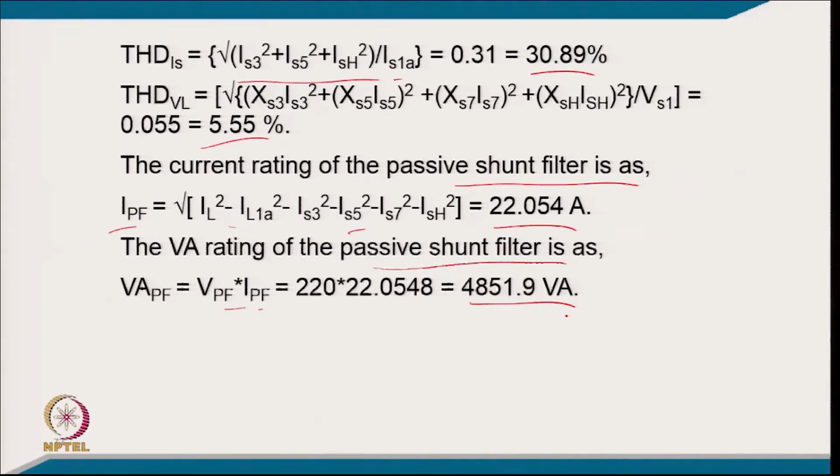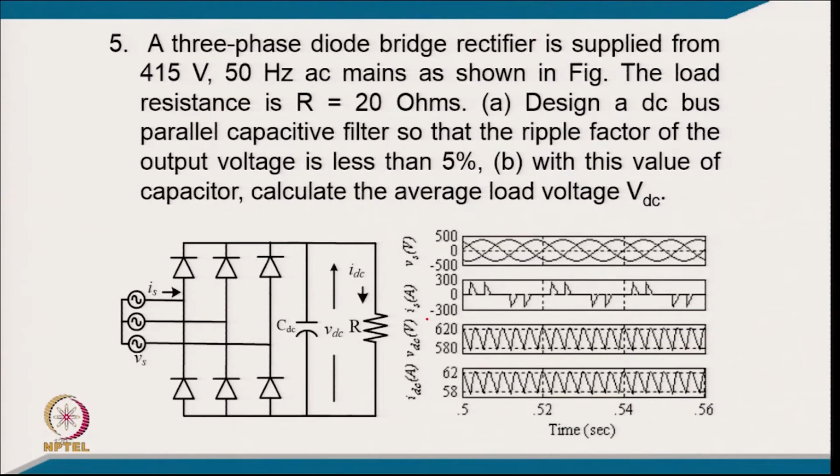4851.9 VA. Coming to the fifth example, a 3-phase diode bridge rectifier is supplied from a 415 volt 50 Hz AC mains as shown in the figure below, and the load resistance is R equal to 20 ohm. Design a DC bus parallel capacitive filter so that the ripple factor of the output voltage is less than 5%, and with this capacitor value, calculate the average DC voltage.